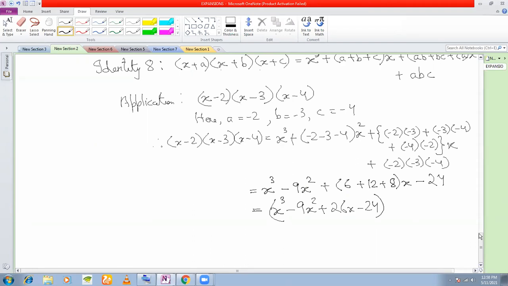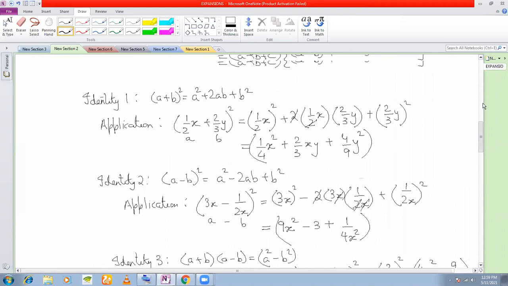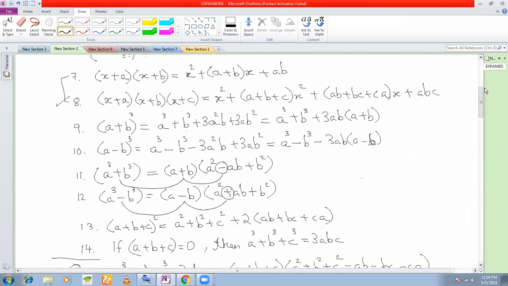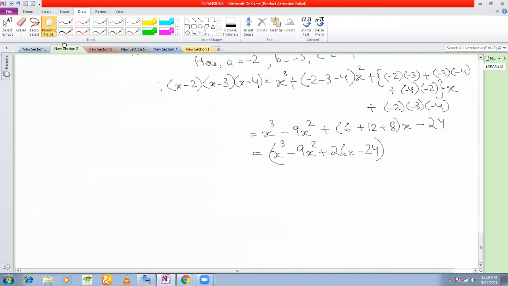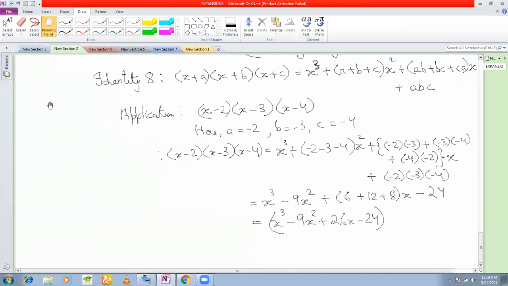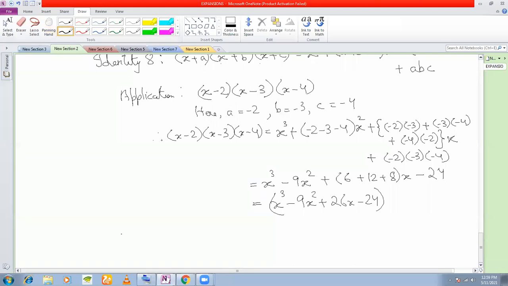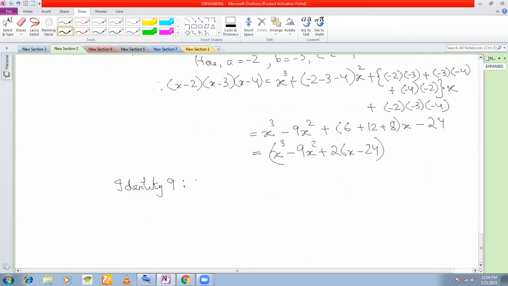Next identity, identity number 9 that I gave you, was a cubic formula, (a plus b) whole cube. Now this formula is the actual formula that you will require in most of the examination problems, and most of the applications will be from this. Identity number 9. Let me write both the identities together and I will show you the applications of both so that you know the difference between the two.